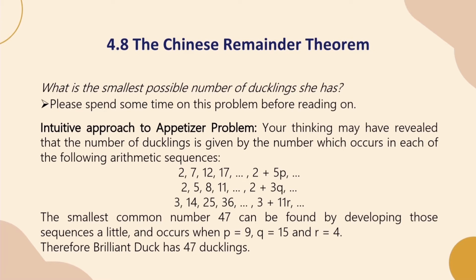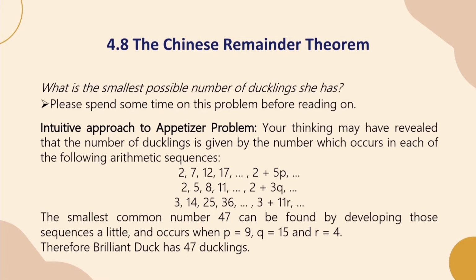Your checking may have revealed that the number of ducklings is given by the number which occurs in each of the following arithmetic sequences: 2, 7, 12, 17, and so on, which is 2 plus 5p; 2, 5, 8, 11, and so on, which is 2 plus 3k; 3, 14, 25, 36, and so on, which is 3 plus 11r.